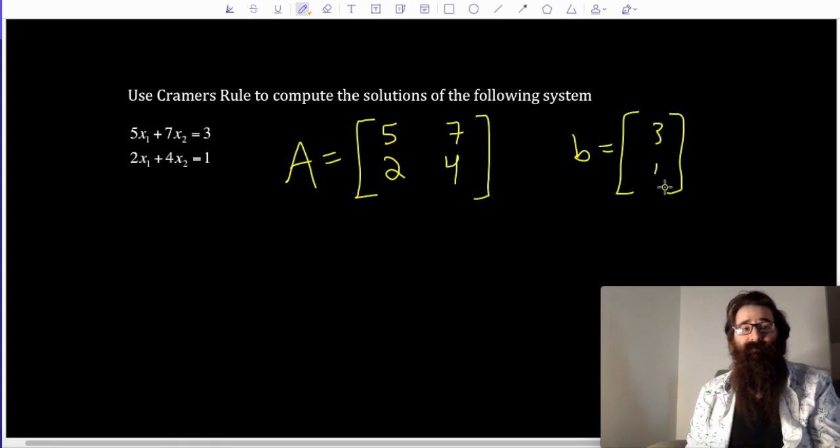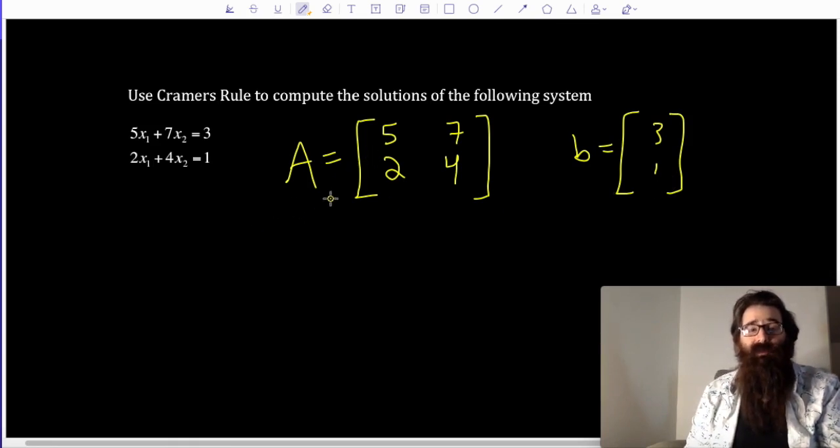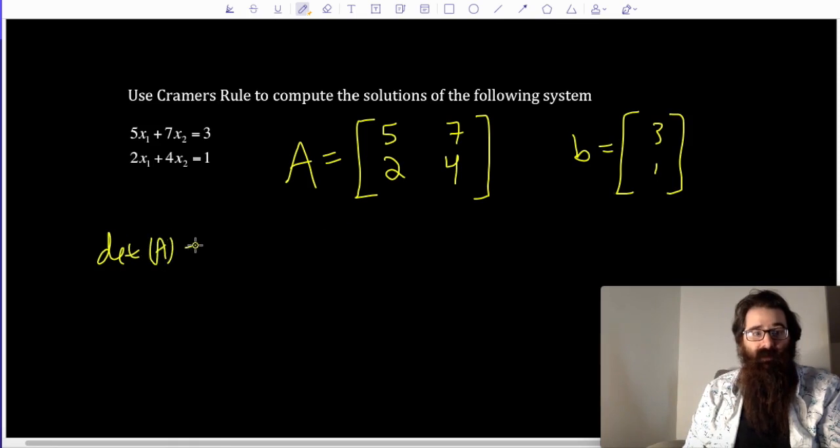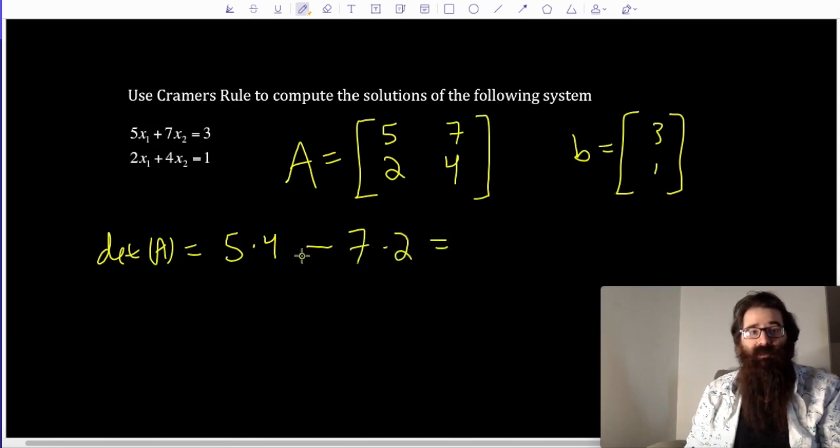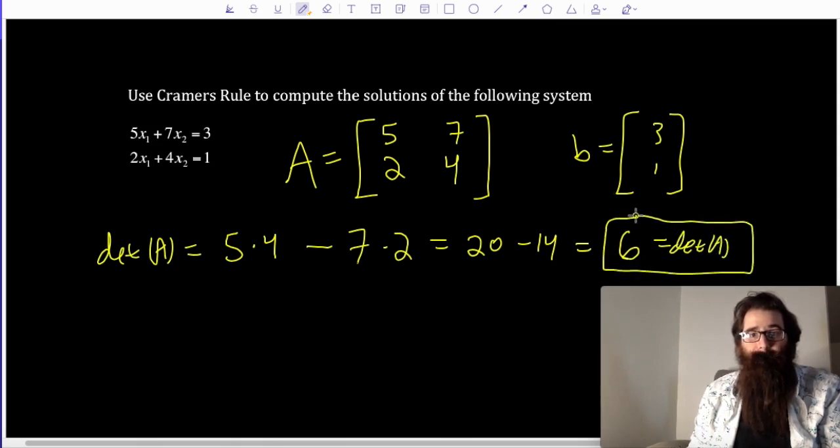Now that I have matrix A, one of the things I'm going to need is the determinant of A. I can find that right now. For the determinant of a 2 by 2 matrix, I multiply on the main diagonal, so that's 5 times 4. And then I subtract the product on the off diagonal, so minus 7 times 2. What's that going to give me? I'm going to get 20 minus 14, which gives me 6. So my determinant of A is 6.